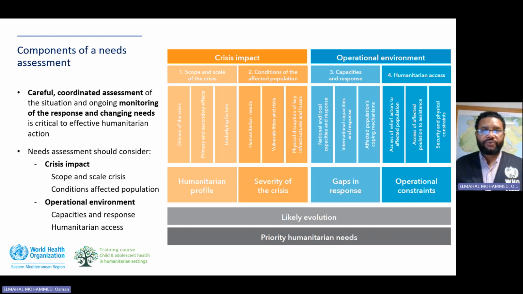Those are the 2 main pillars that help us identify, understand, and contemplate the impact of this crisis. For the scale and scope of the crisis, we look for the drivers of this crisis: why it happens, what the causes are, what the primary and secondary effects are, what the consequences of this event will be, and what the underlying factors are that cause this event to happen. This in general tells us the humanitarian profile of this crisis.